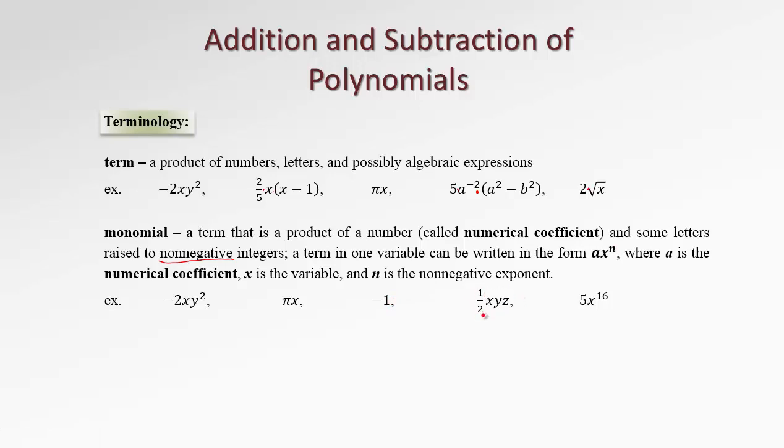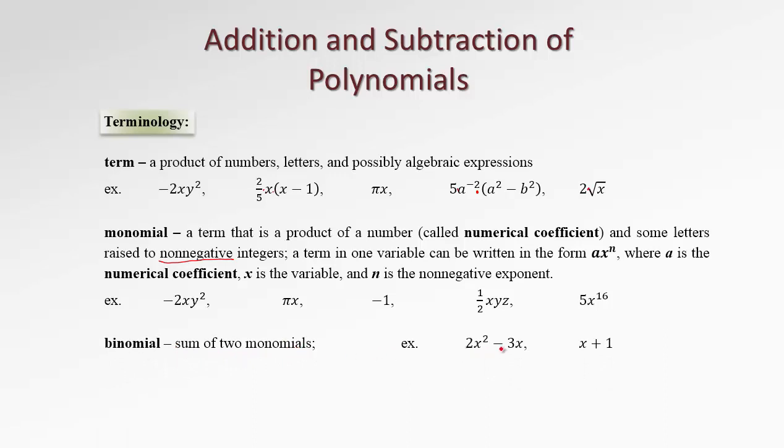Next monomial, 1/2 xyz. Perfectly fine monomial, however in three variables. We have three letters. And finally 5x to the 16. Again a monomial where the coefficient a is 5 and the exponent n is 16. What's a binomial? Well, a binomial is a sum of two monomials.